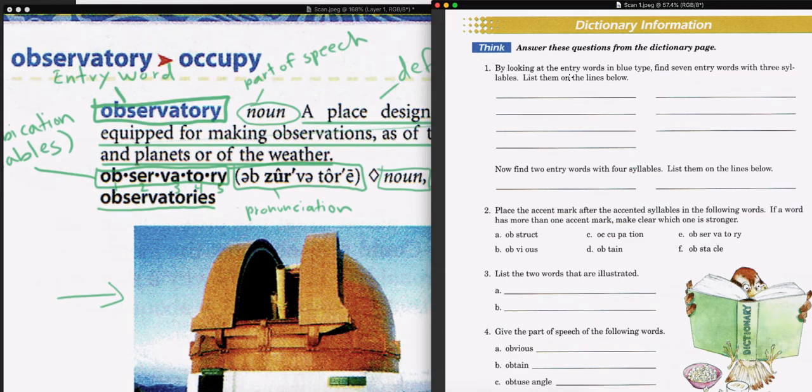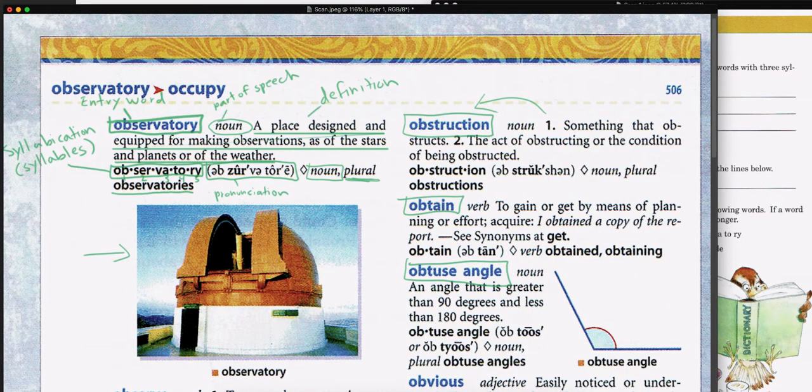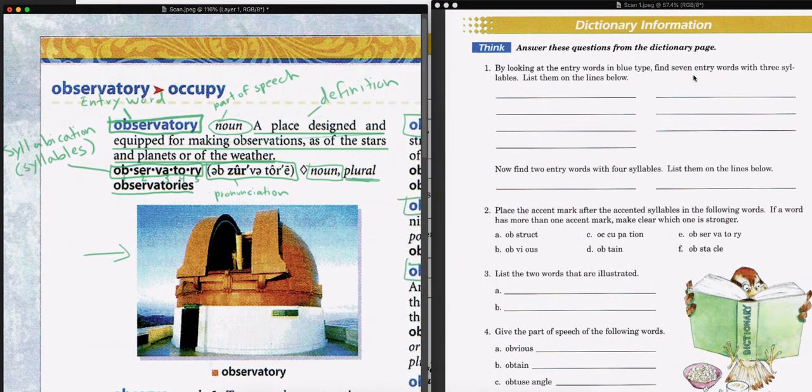Number 1, by looking at the entry words in blue, find 7 entry words with 3 syllables. List them on the lines below. So I just told you observatory. This part down here tells you the syllables, how many syllables it has, and how we break it up into syllables. So the word observatory has 1, 2, 3, 4, 5 syllables. And our worksheet here is asking us to find 7 words with 3 syllables. So observatory can't be one because that's 5.